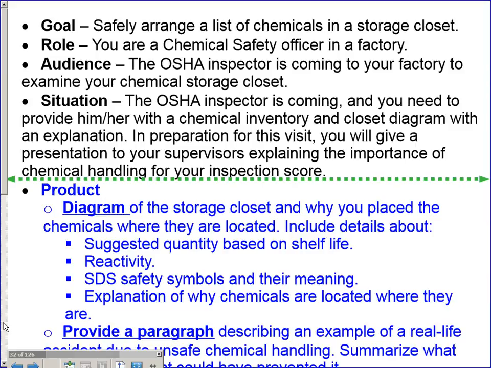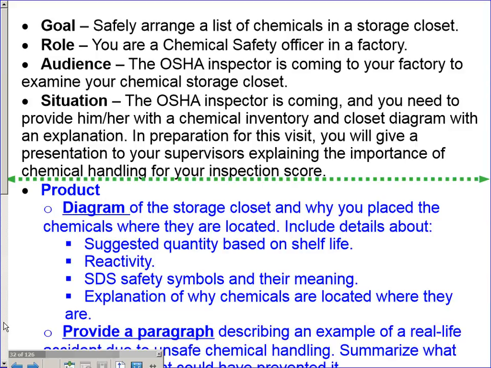What I have here is called the GRASP model, GRASP. You can see your goal, your role, audience, situation, and product. We're going to finish this in class today to the best of our ability in small groups. So put on your new hat of a chemical safety officer. Okay, I see all your imaginary hats now, thank you. You're a chemical safety officer in a factory.